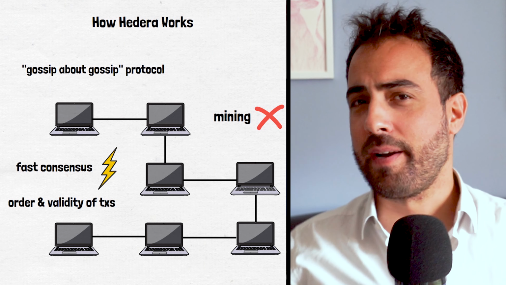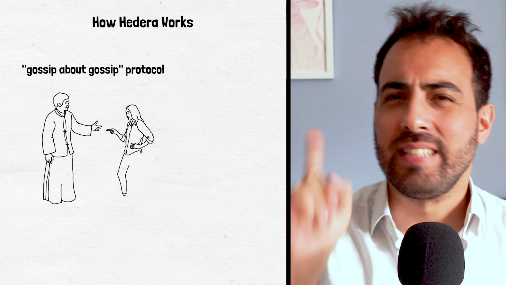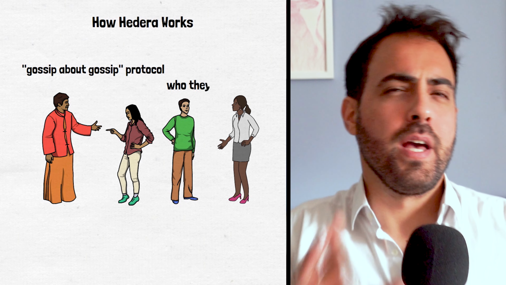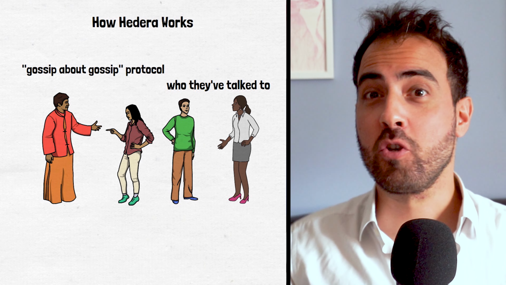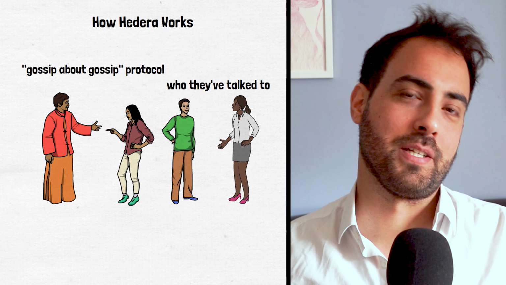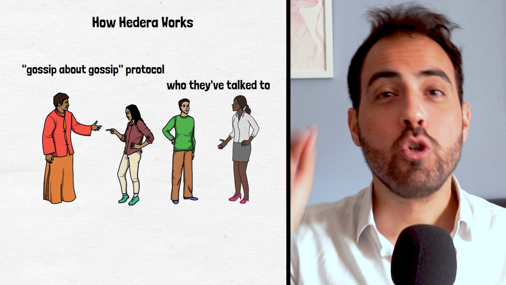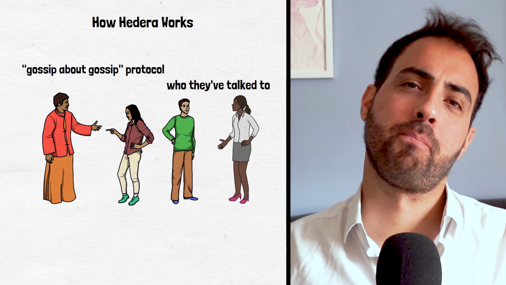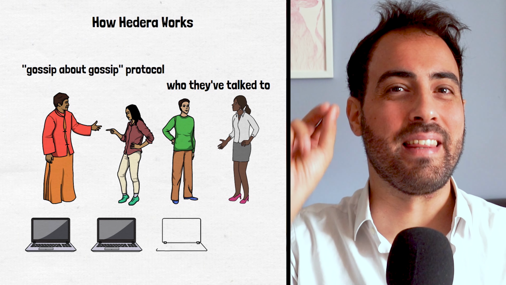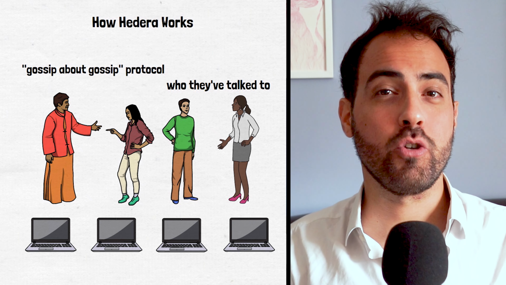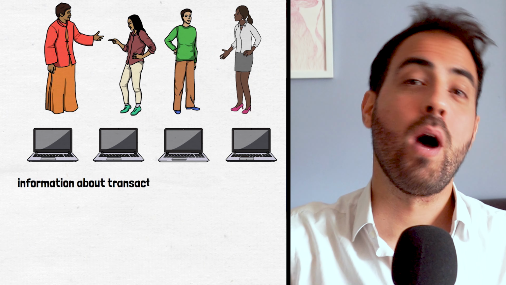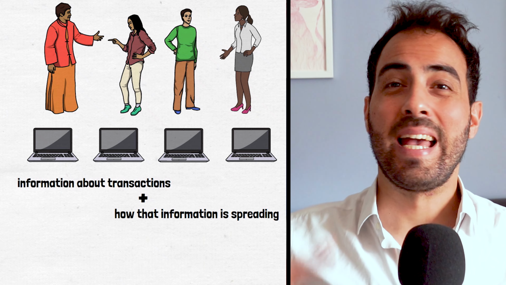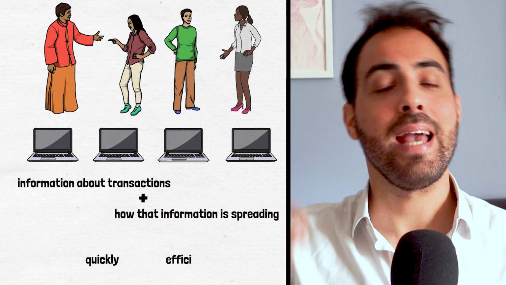Picture this, you're at a big party and everyone's chatting away. But instead of just gossiping about the latest news, people are also talking about who they've talked to. It's like saying, hey, I just heard this juicy bit of news from Sarah, who heard it from John, who got it from Lisa. This way, information spreads super fast and everyone quickly knows not just the news, but how it traveled through the party. In Hedera's network, nodes are like these people. They are constantly sharing information about transactions, but they are also sharing info about how that information is spreading. This gossip about gossip approach helps the network reach agreement really quickly and efficiently.